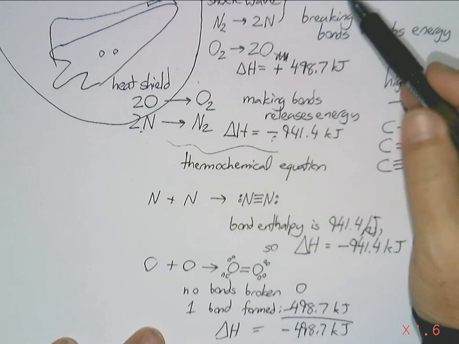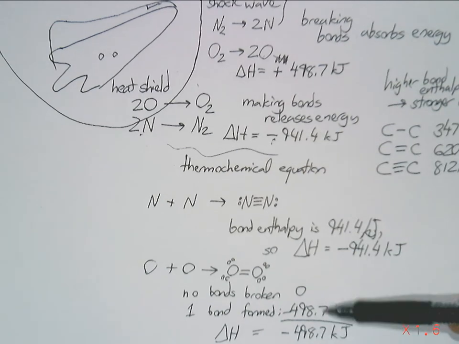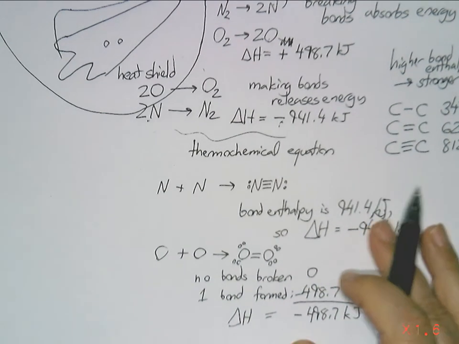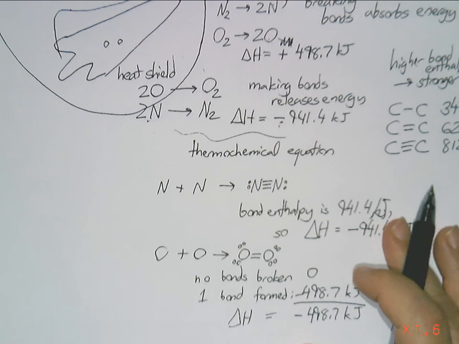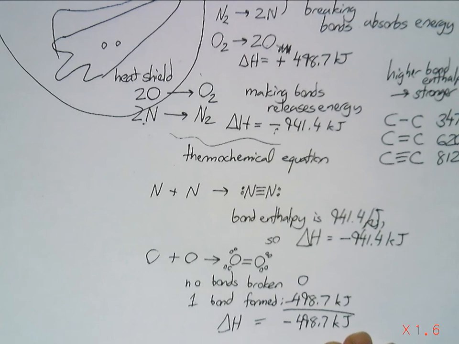When you break a bond, you put a plus sign in front of the bond enthalpy. When you make a bond, you put a minus sign in front of it. And you add all of those bonds being broken and being formed together, and that will give you delta H. So we explained where delta H comes from. In the last video, we'll do a more complicated example of this.